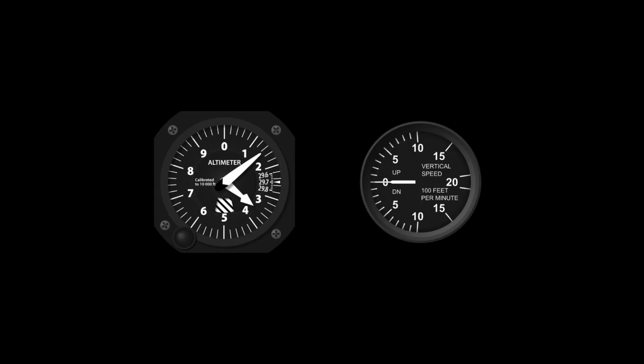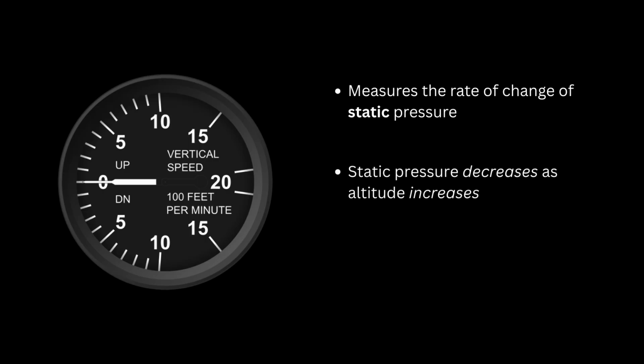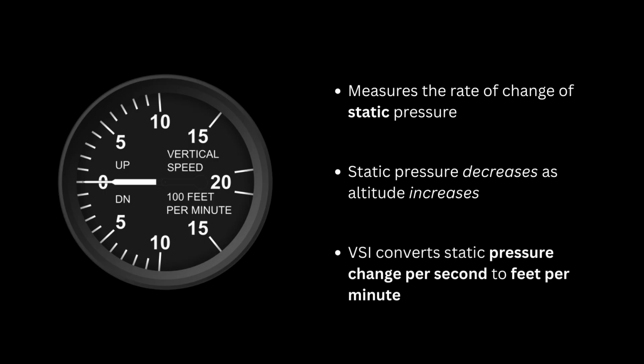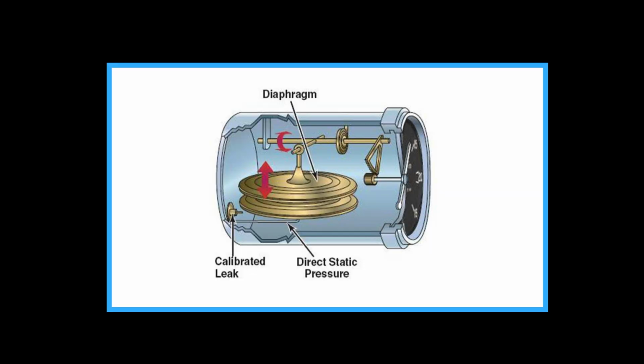Alright, now let's take a look at the altimeter and the VSI. The vertical speed indicator actually does not directly measure vertical velocity. It measures the rate at which static pressure changes over time. Since static pressure decreases as altitude increases, the VSI simply converts pressure change per second to feet per minute. That's it. If you look inside, the layout looks fairly similar to that of the airspeed indicator. You have your diaphragm, all the levers and rods, and a needle. And just like the airspeed indicator, the diaphragm expands and contracts to move the rods, essentially moving the needle up or down. But you also have your case and calibrated leak here as well.